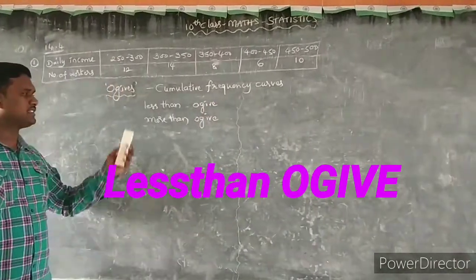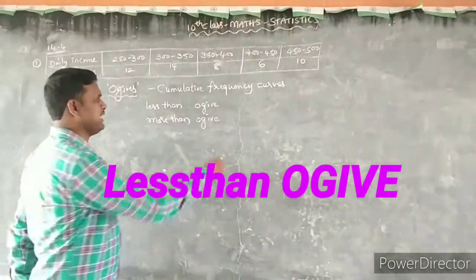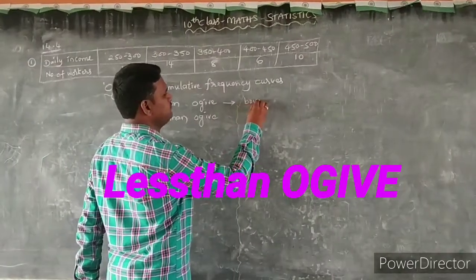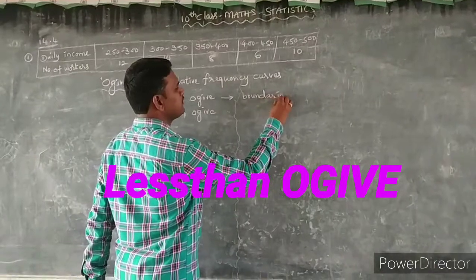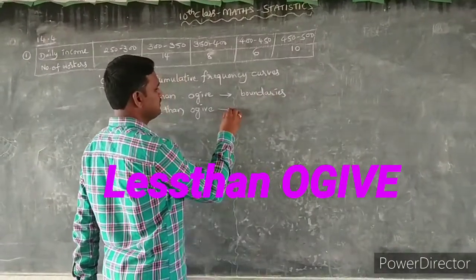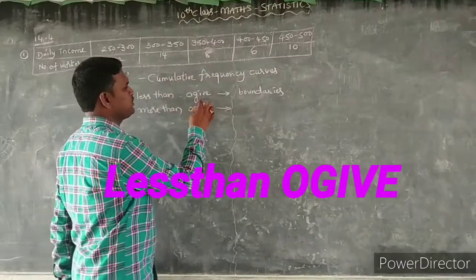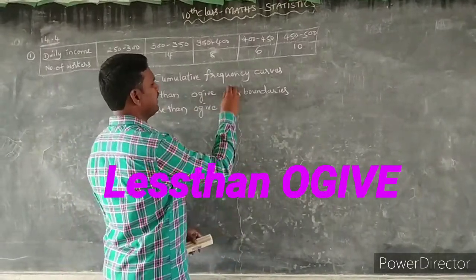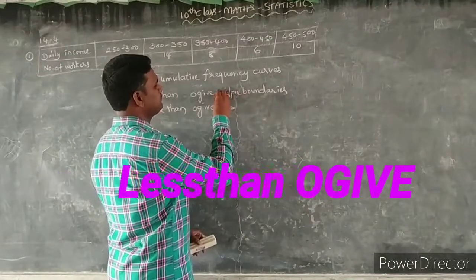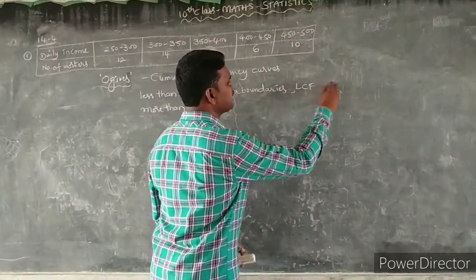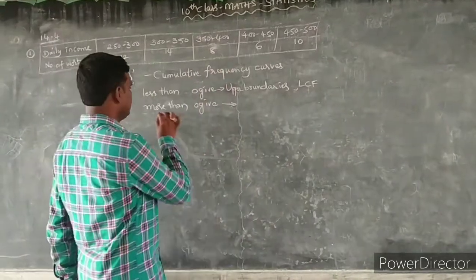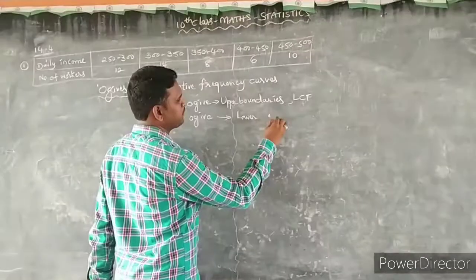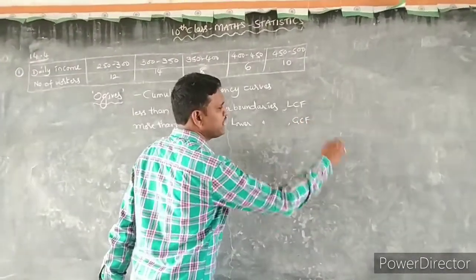To draw these less than or more than ogives, on a graph paper we need to take boundaries. To find out less than type ogive, we need upper boundary and LCF, less than cumulative frequencies. To draw the more than ogive, lower boundaries and greater than cumulative frequencies.